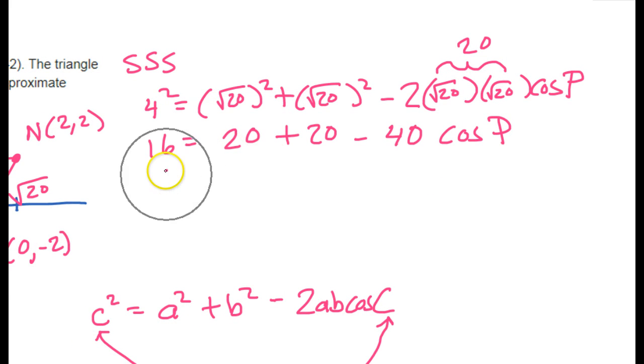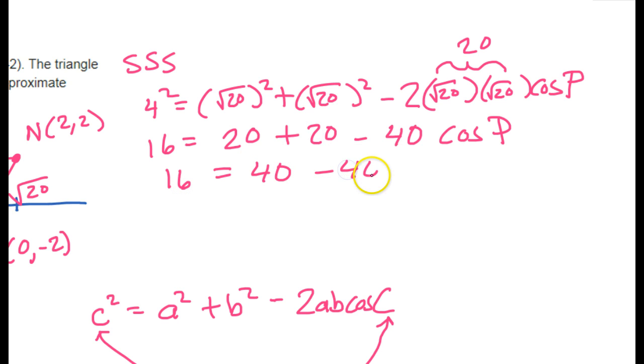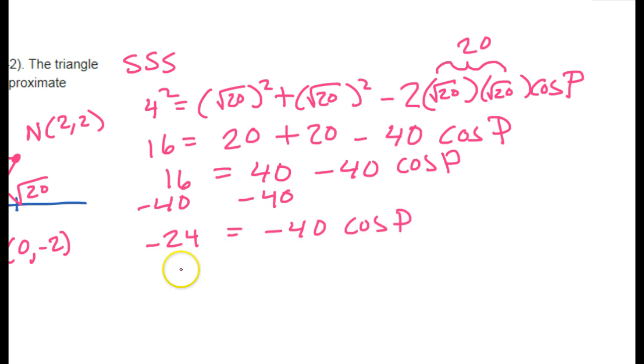Okay, so this is going to make 16 is equal to 40 minus 40 cosine p. Please don't think you can do 40 minus 40 and make 0 or something like that. Multiplication comes before subtraction, PEMDAS, order of operations. So you can't combine these. Instead, you need to subtract 40 from both sides. So we get negative 24 is equal to negative 40 cosine p.